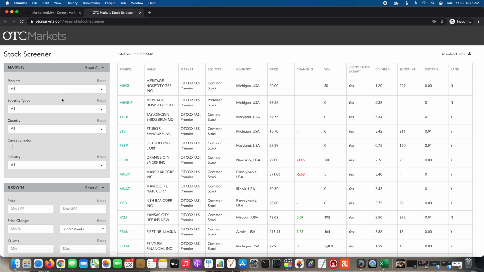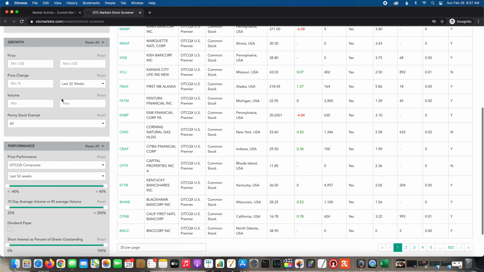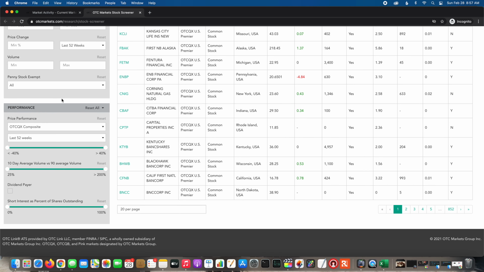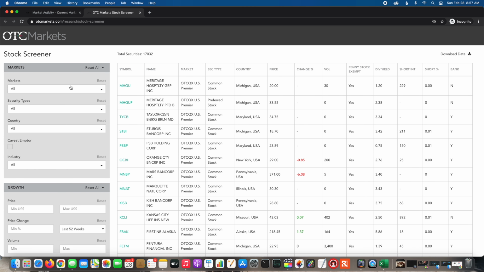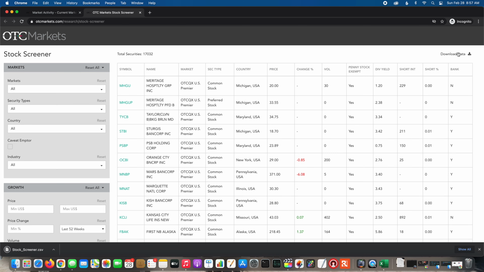Once this page loads, there's some criteria over here that I could modify, but I don't want to do that because I'm going to show you what I like to do. So we can see today there's 17,032 securities. Over here at the top right, there's a download data option. I'm going to select download data.